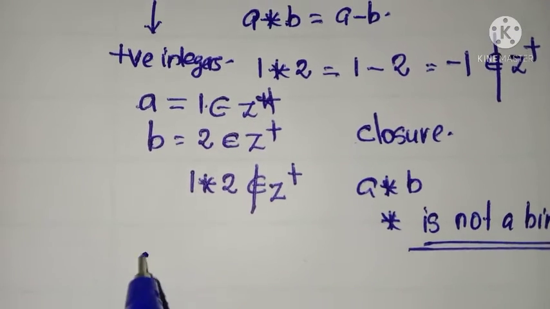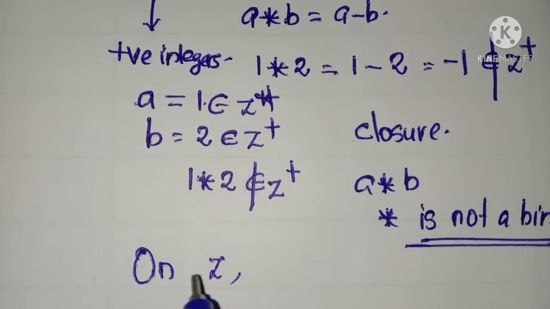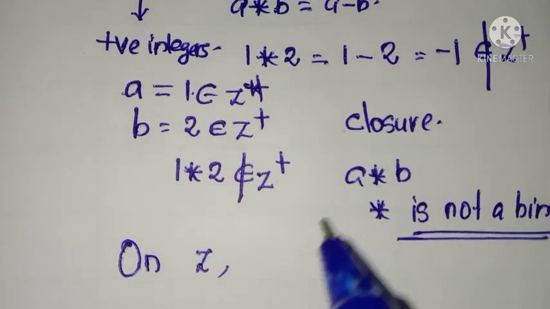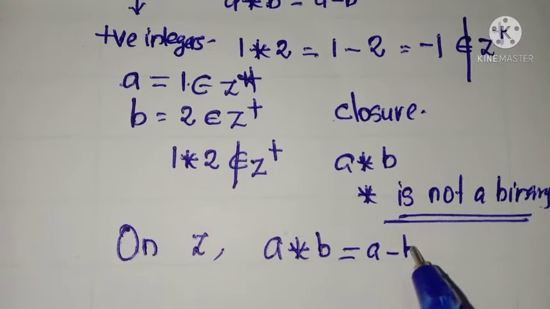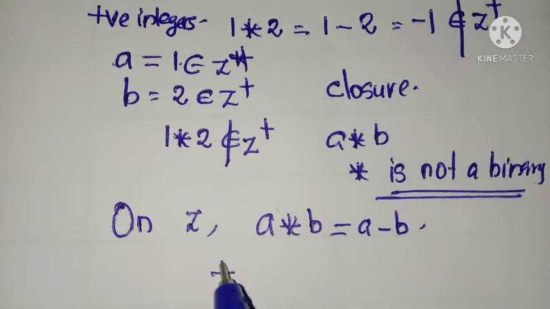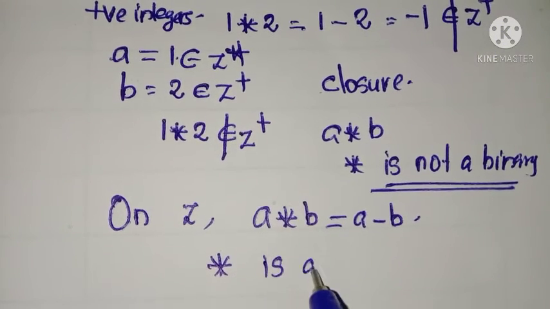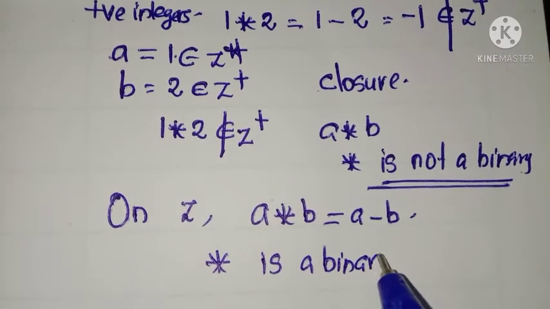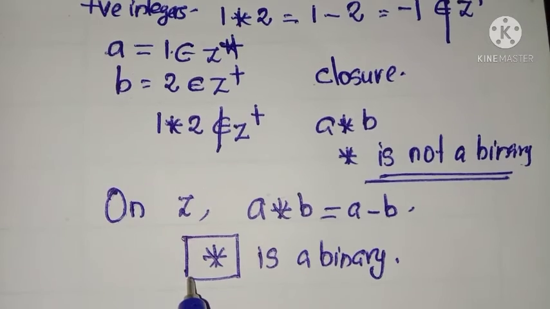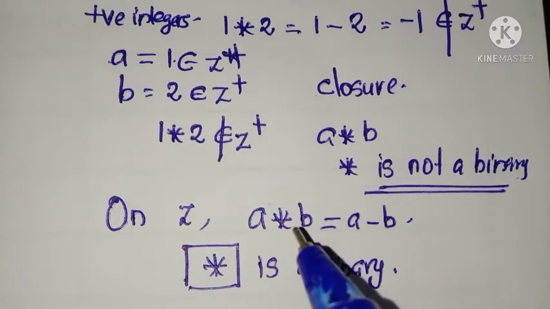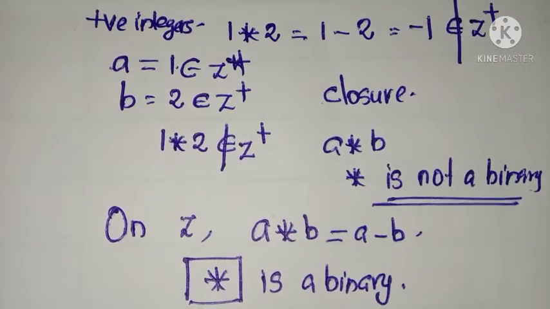If we consider Z, that is the set of all integers, we can say that the star operation a star b equal to a minus b is a binary operation. So any operation star that is a binary operation must satisfy the closure property.